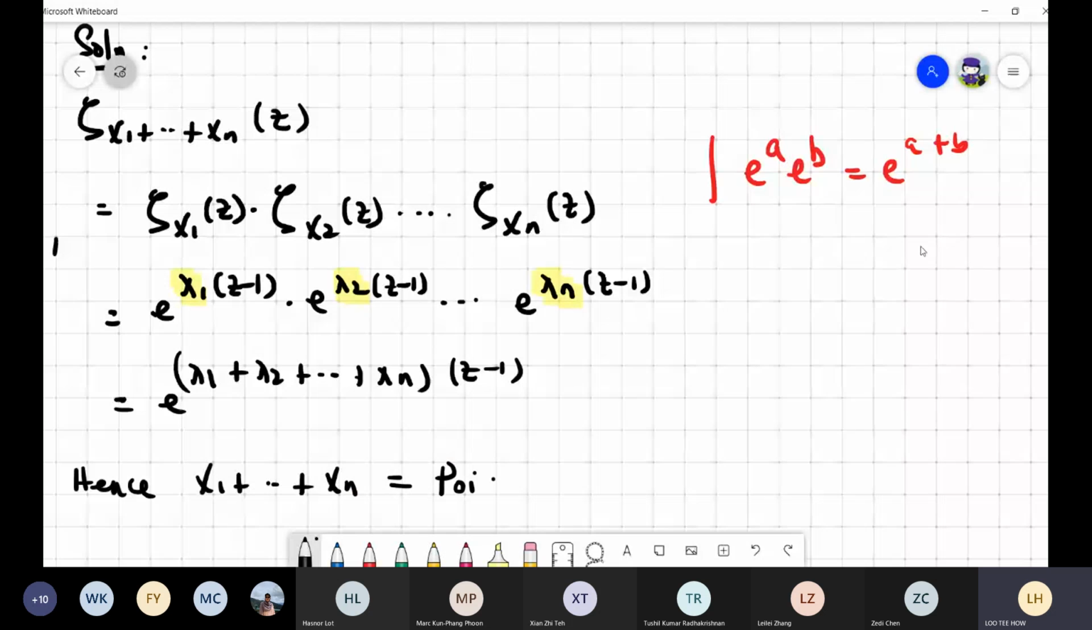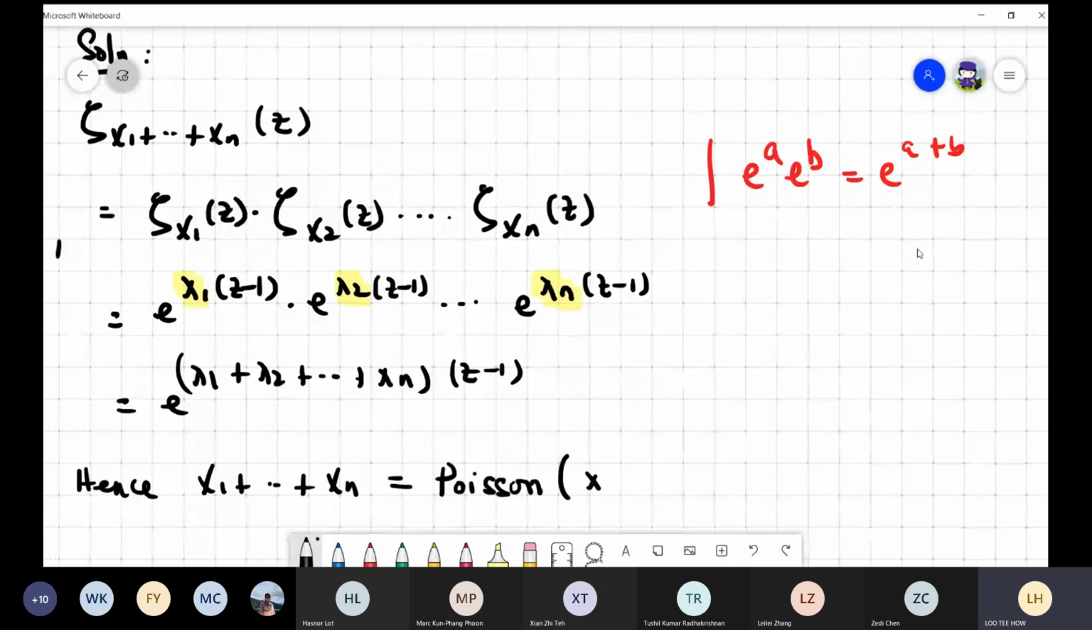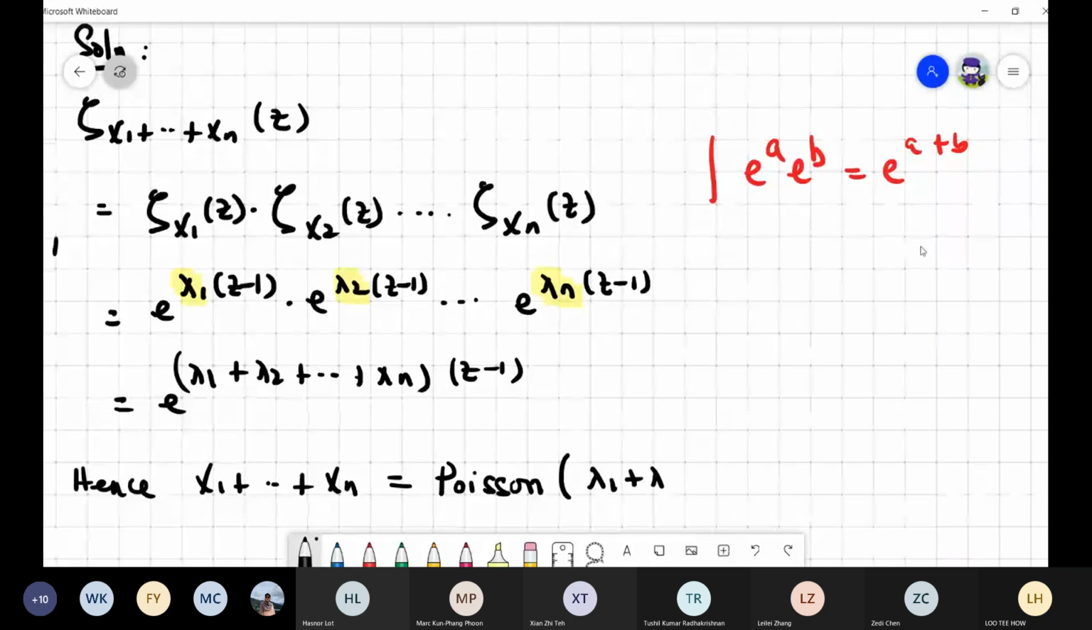Having a Poisson distribution with mean equal to the sum of all those lambda. Okay, just like that.